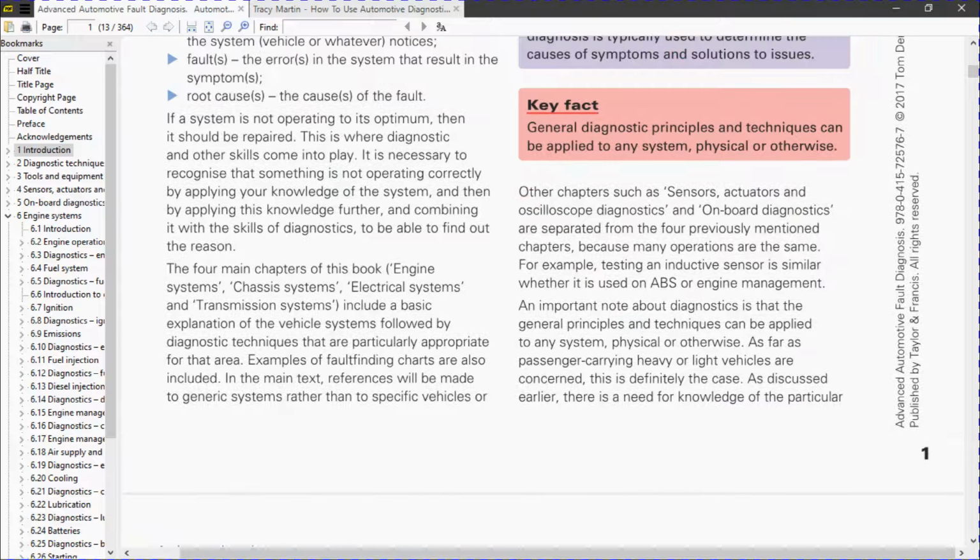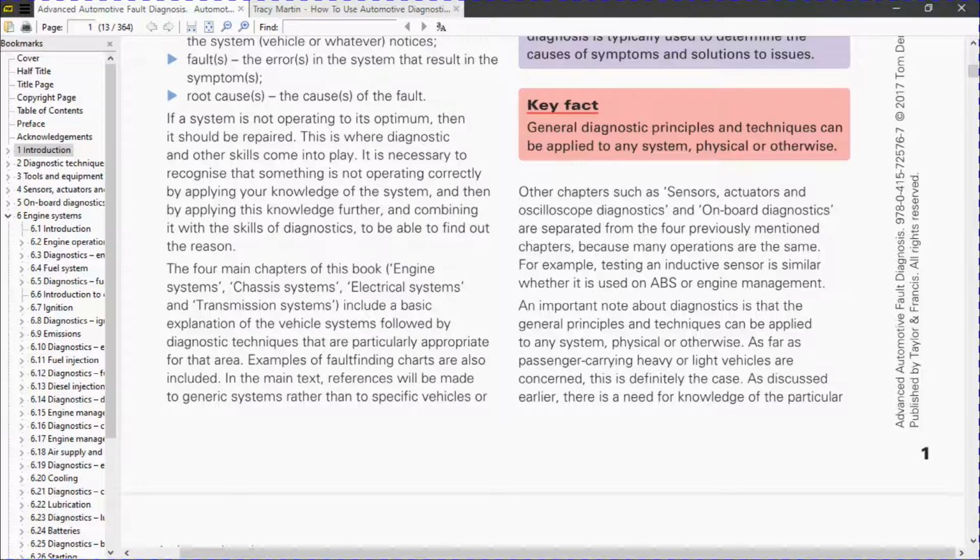Other chapters are sensors, actuators and oscilloscopes, diagnostics, and onboard diagnostics. We are now going to focus more on this chapter, onboard diagnostics. It is separated from the previously mentioned chapters because many operations are the same. For example, testing inductive sensors is similar whether it's used in ABS or engine management.